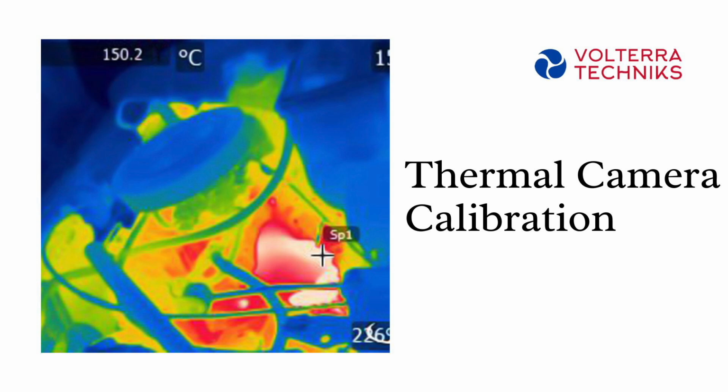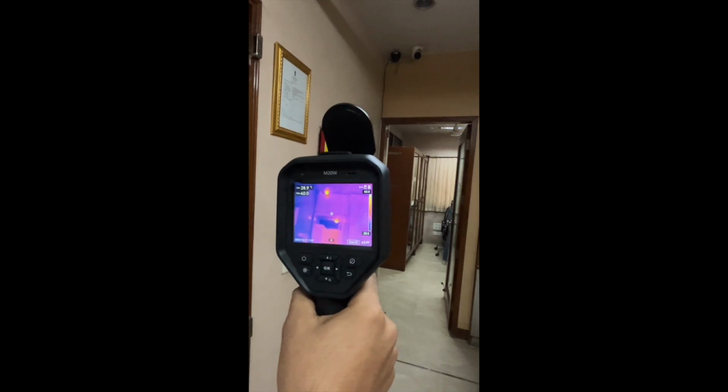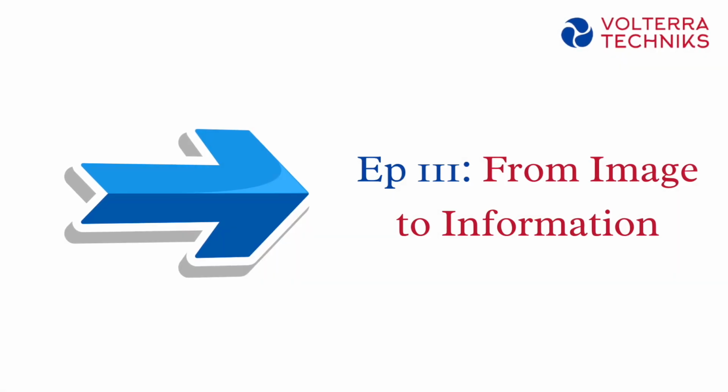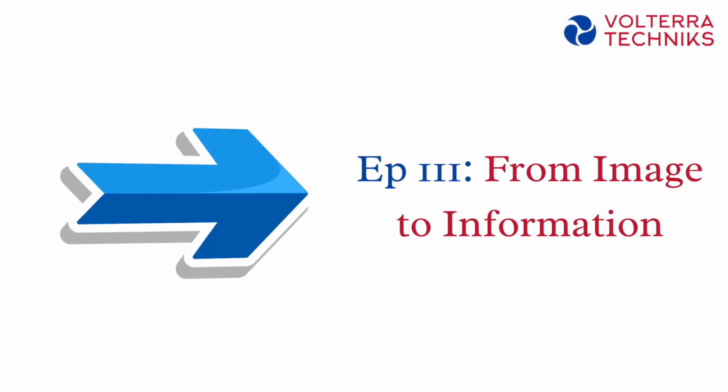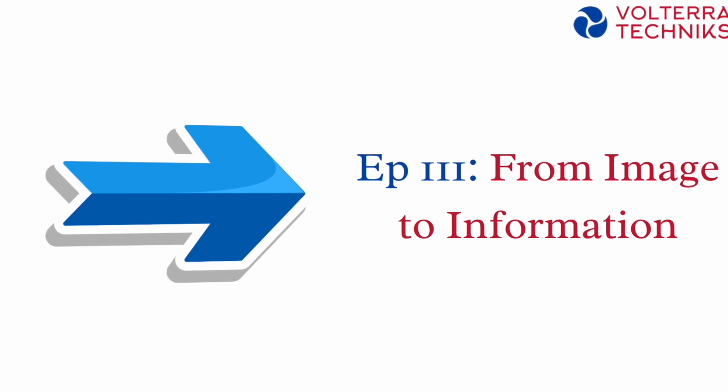If your readings consistently vary beyond plus minus 2 degrees Celsius, it's time for a professional recalibration. This is especially important for cameras used in audits, compliance reports, or warranty documentation. The Hikmicro M20W model that we are using has an auto calibration function which ensures that your camera is always calibrated according to the environment you are in. Getting these basics right ensures your images are reliable and your reports are credible. In thermography, accurate data matters more than colorful pictures.